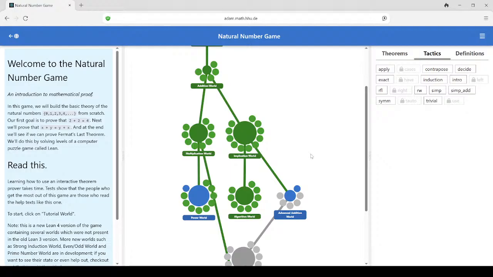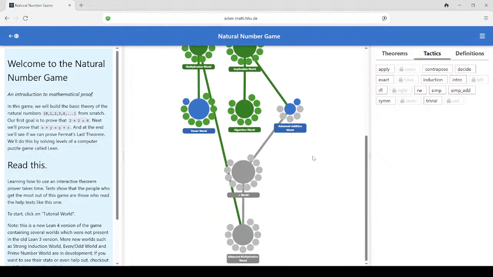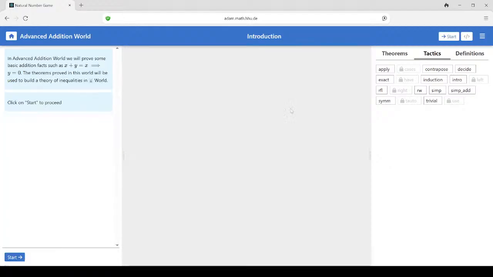Let's move on to Advanced Addition World. See if I can get a few of those done tonight. Alright, in Advanced Addition World, we will prove some basic addition facts, such as x plus y equals x implies y equals 0. No, sorry, I can't read apparently. x plus y equals x implies y equals 0.